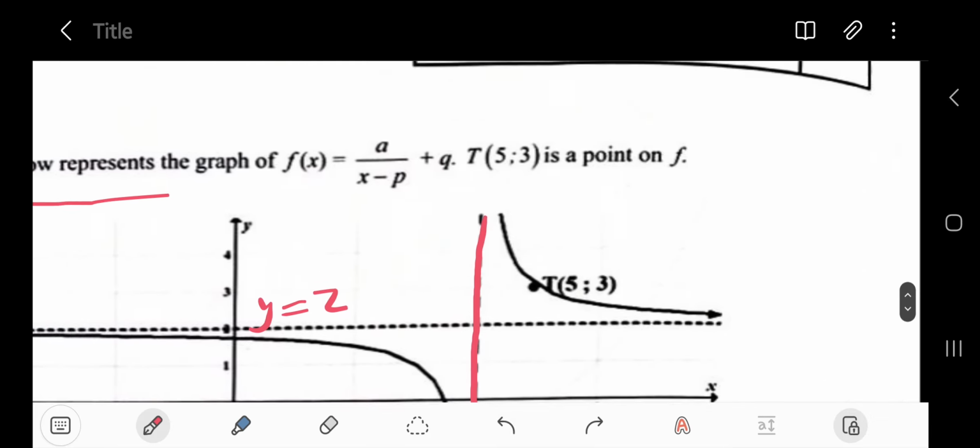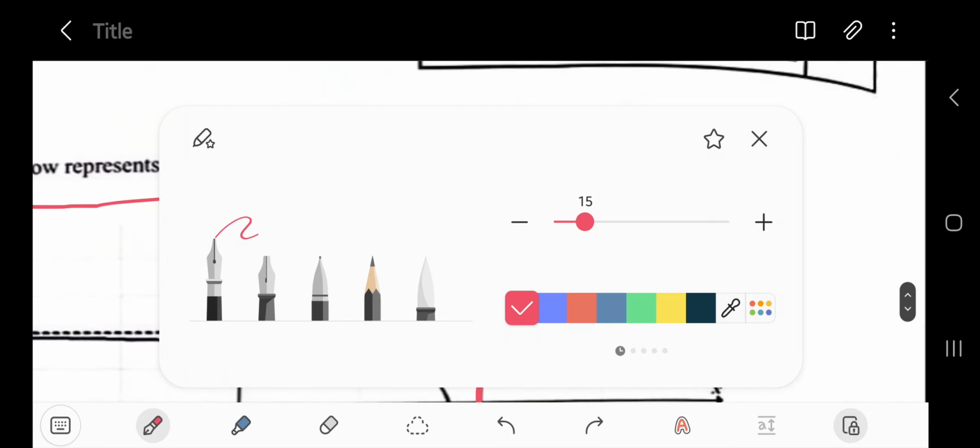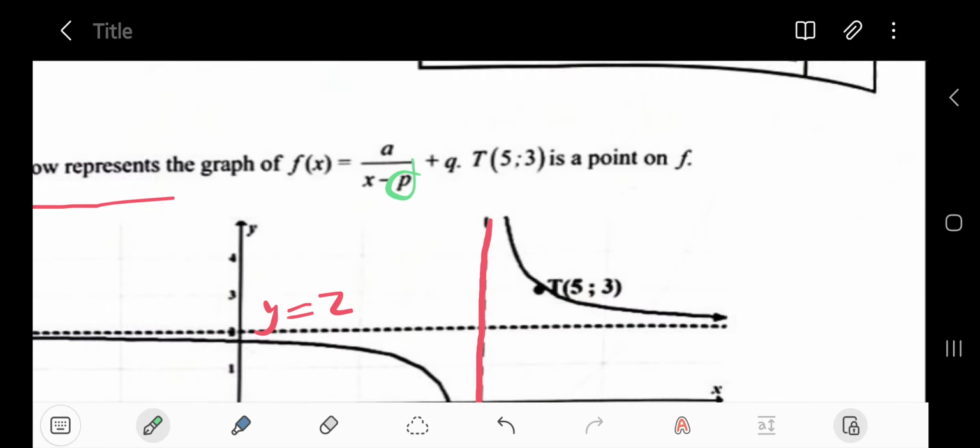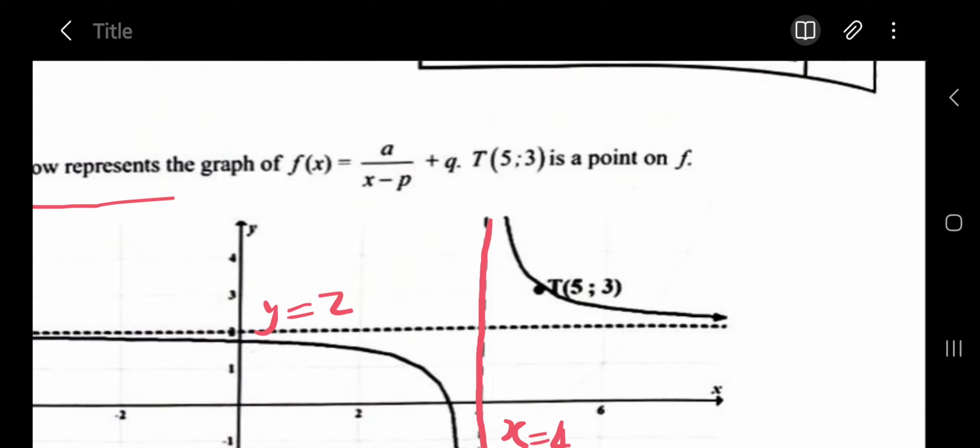And then to find the value of a, just think about it now. We have the value of p, we have the value of q, and we also have a coordinate. So our x and our y is sorted. Then a would be the only unknown. So we're going to be using that coordinate to find the only unknown, which is a, and then we're going to be done with this.